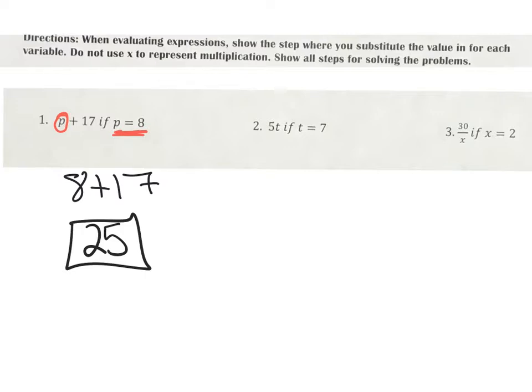In the next problem, we have 5t. We have to remember when we have a variable and a number beside each other, that means multiplication. This is really saying 5 times t. So we're going to replace the t this time with a 7. So 5 times 7, which we know is 35.